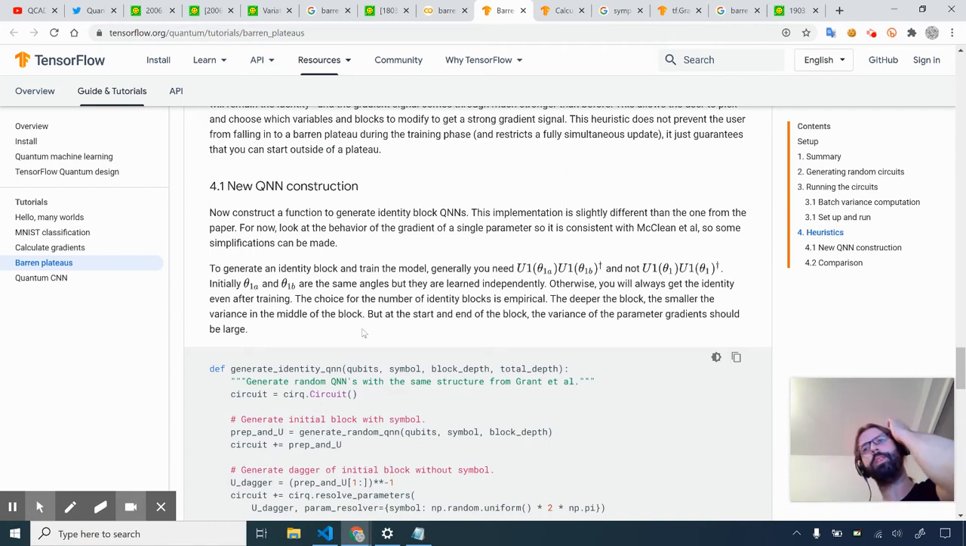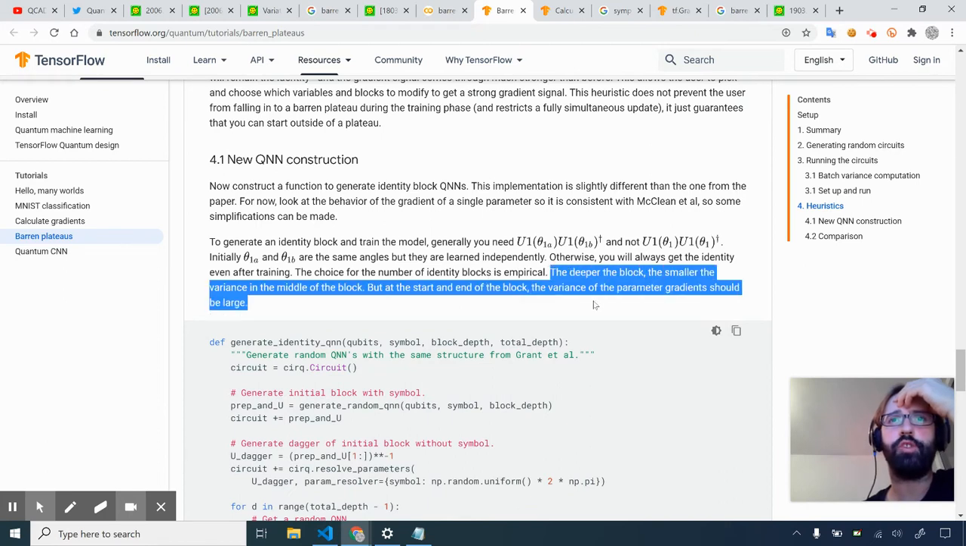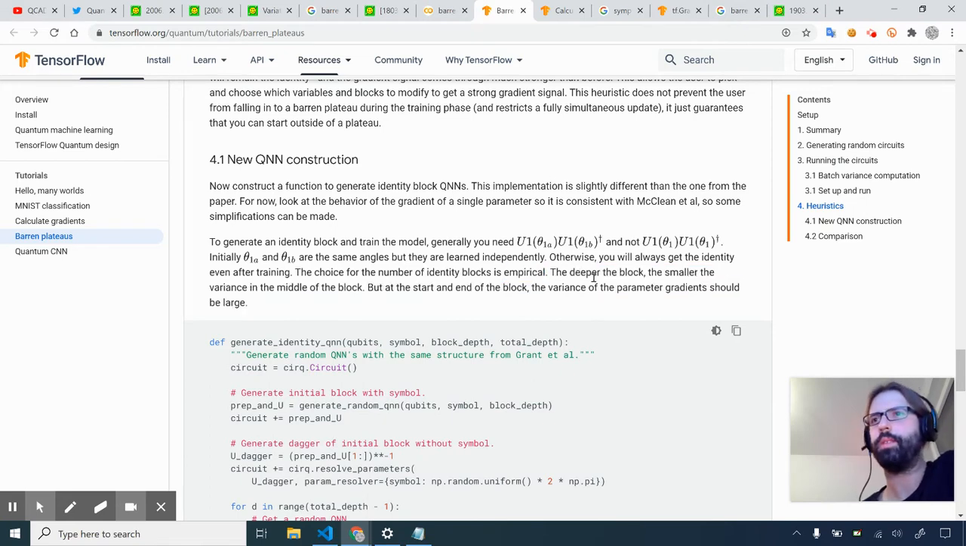Oh my god. Okay, so even this just feels so much like trial and error. But at the start and at the end of the block, the variance of the parameter gradient should be large. Why? Why is that? The deeper the block, the smaller the variance in the middle of the block, but at the start and the end of the... They just dropped this jewel in here and I'm like, what? Why? How do you even know that? It's okay, empirical.